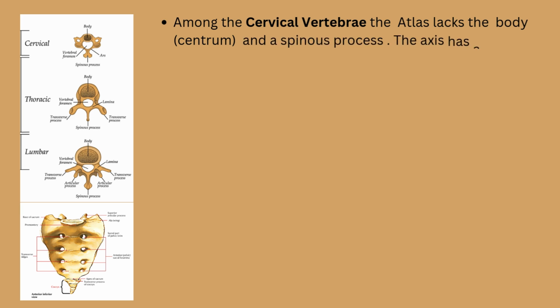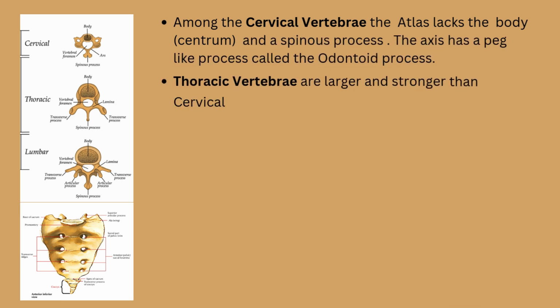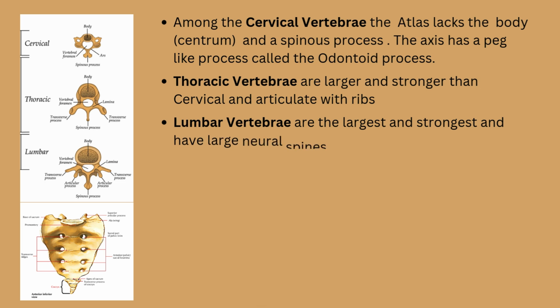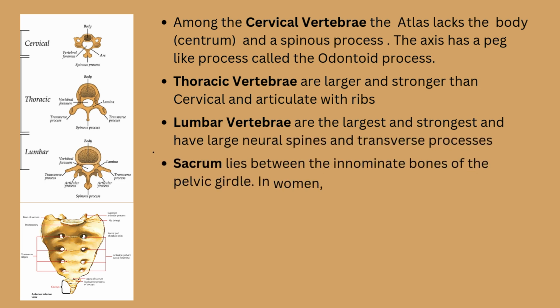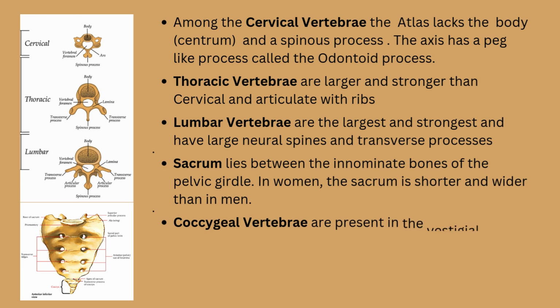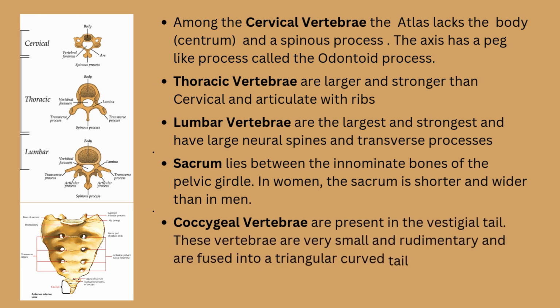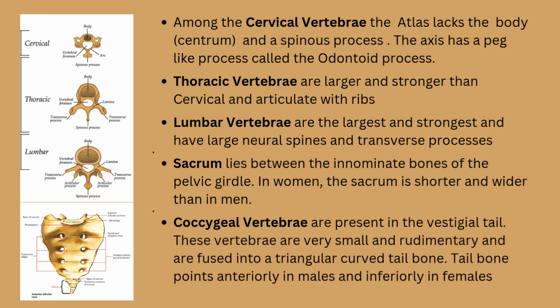Individually, if you look at these different types of vertebrae, amongst the cervical vertebrae, the atlas and the axis are a little different. The atlas lacks the body or the centrum and the spinous process, whereas axis has a peg-like process known as odontoid process. Coming to the thoracic vertebrae, they are larger and stronger than the cervical vertebrae and they articulate with the ribs. Lumbar are the largest and the strongest, and they have a large neural spine and transverse processes.